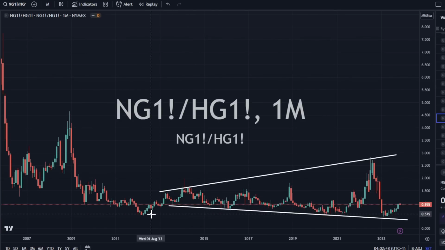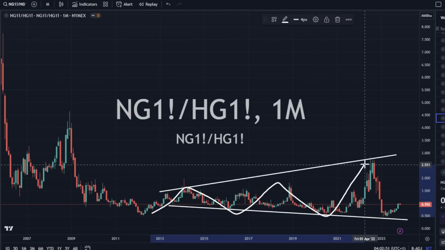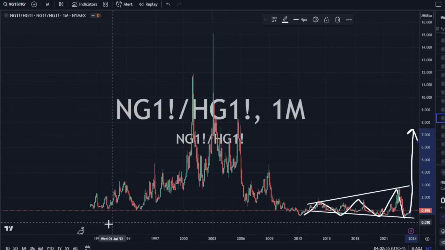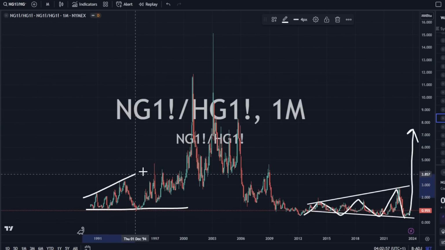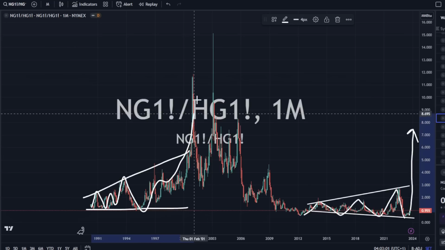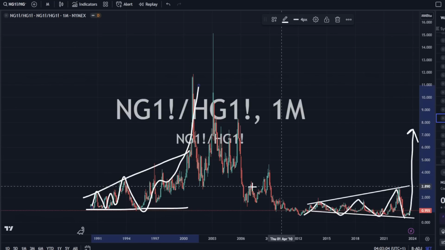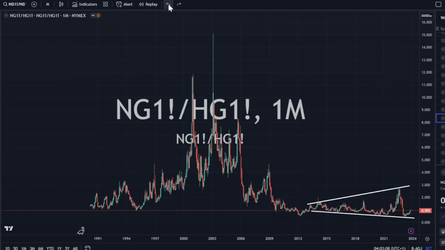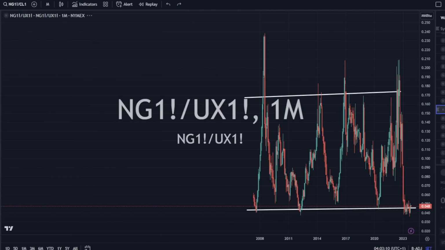This has a very weird, like 1, 2, 3, 4, 5, 6, 7, and maybe this breaks all the way back up. And you get these kind of accumulation cylinders where they kind of go back and forth, and then it starts to break. I think it's a similar type pattern in the ratio, and that natural gas could outperform copper, hopefully, very dramatically.